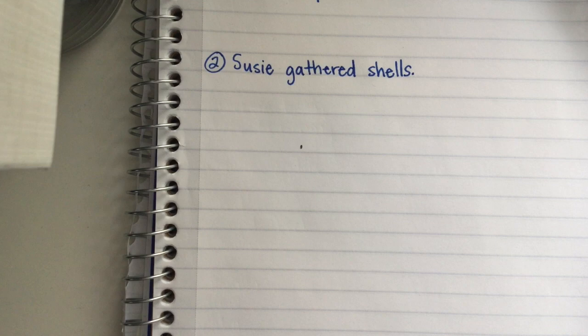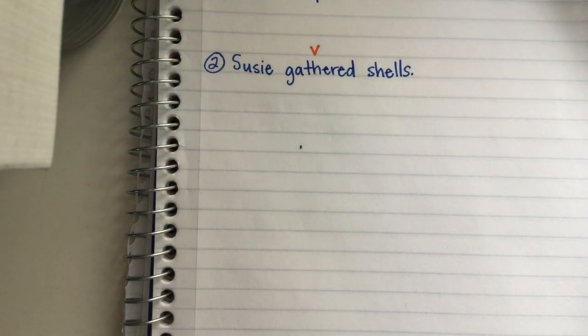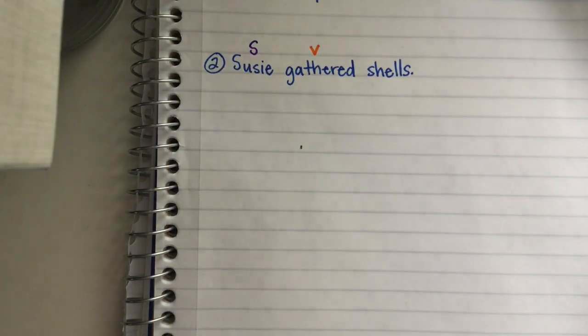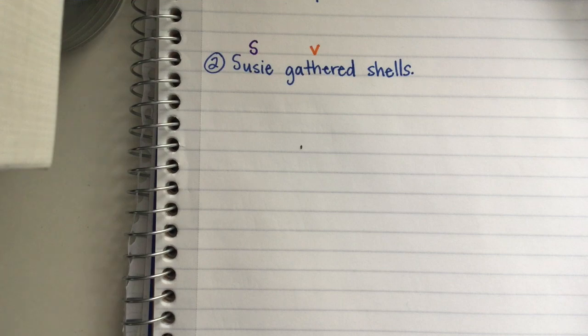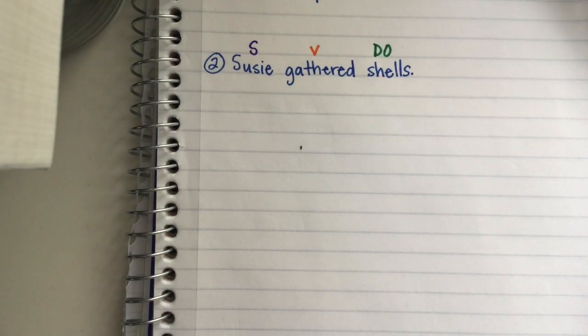So this example, we have more than just a subject and a verb. This one also contains a direct object. So same thing as before. First thing we need to find is our verb. So the action that is going on in this sentence is gathered. Then we need to find the subject of who gathered. What is this sentence about? Who is it about? And that would be Susie. And then we still have shells left over. So Susie gathered what? She gathered shells. That is our direct object.